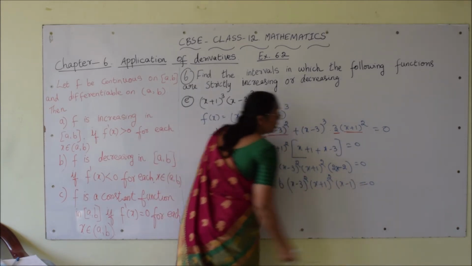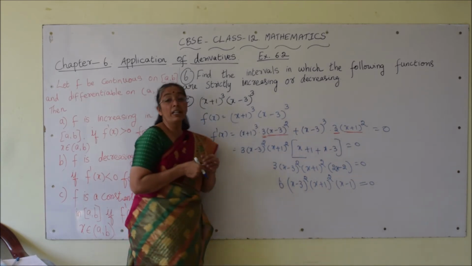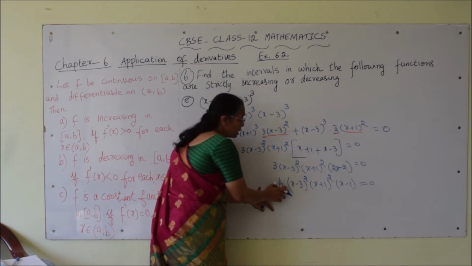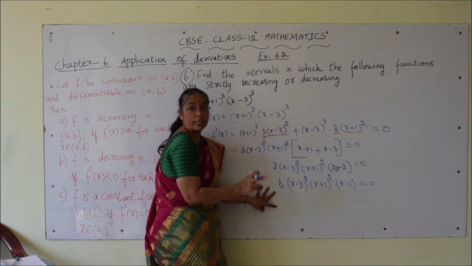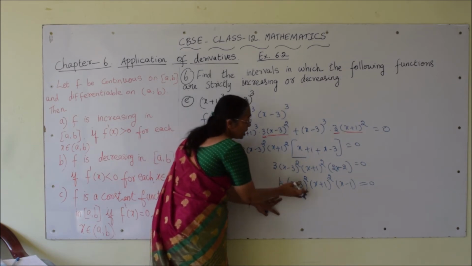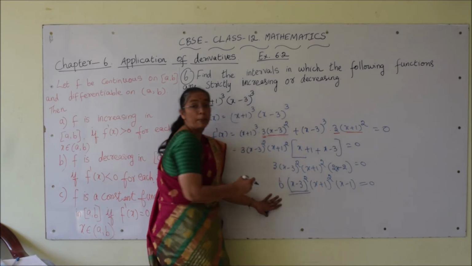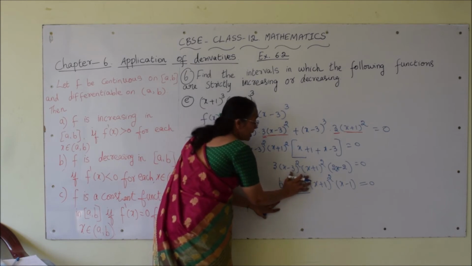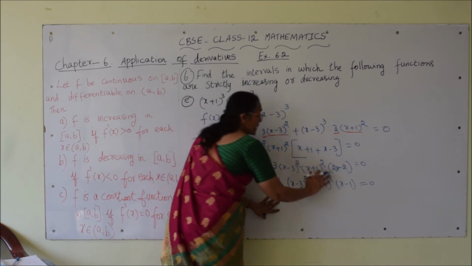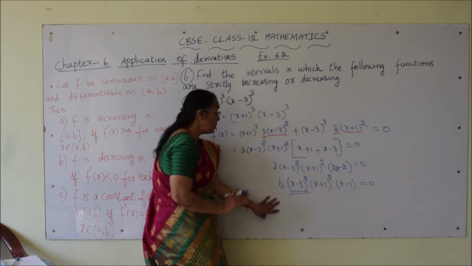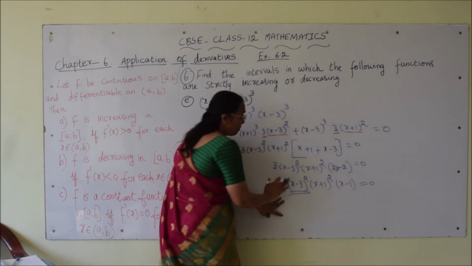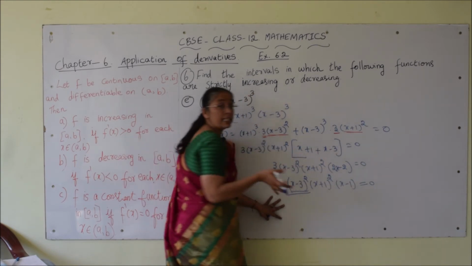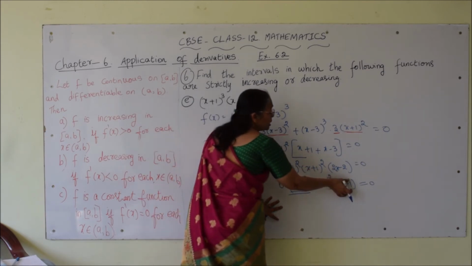Now, to check in which interval the function is increasing or decreasing, we have to check whether this function is greater than 0 or less than 0. If you see this term, (x minus 3) whole square is a perfect square term, so it is always positive. And (x plus 1) whole square is always positive. Even 6 is always positive. So, whether the function is increasing or decreasing depends only on the term x minus 1.